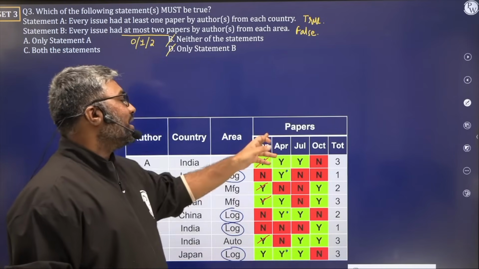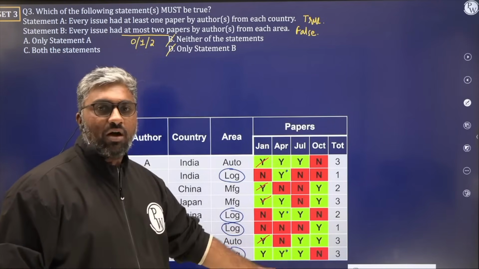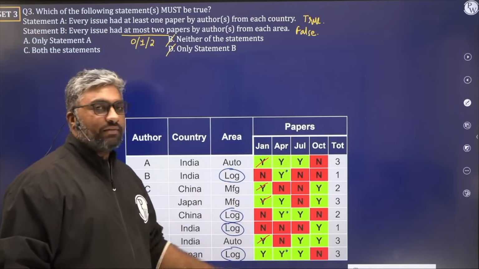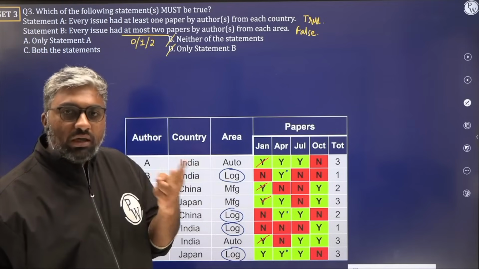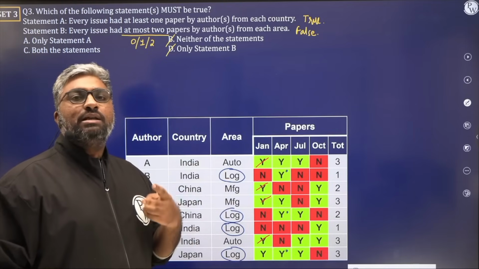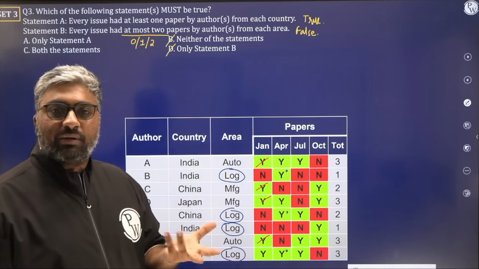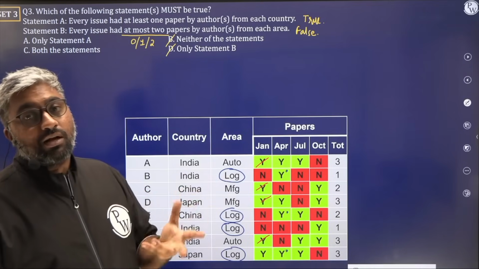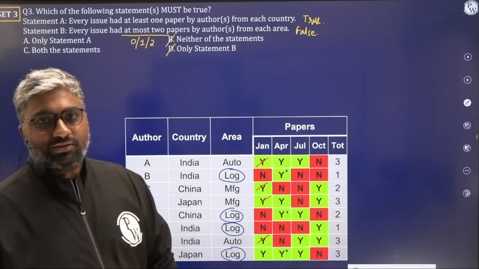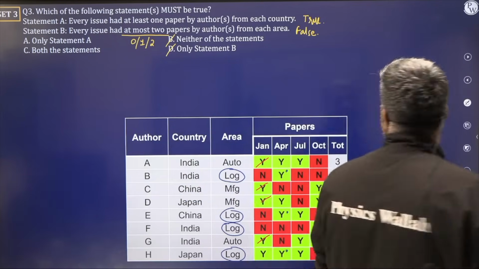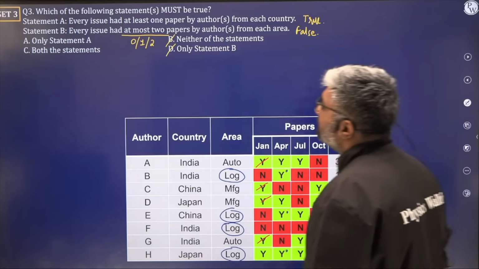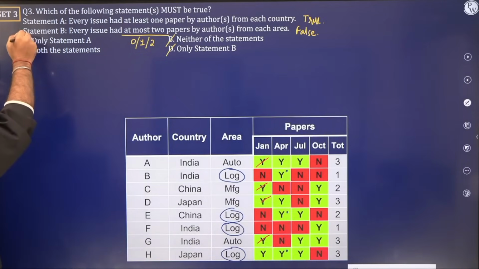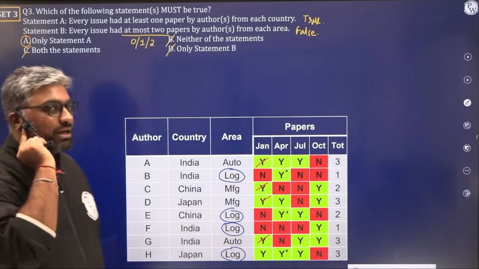Otherwise what would we have done, we would have gone through every issue, right? So the idea is no longer to look at automation or manufacturing, because there are only two authors there, and some may not have contributed in that particular issue. So 0, 1, 2 are the only possibilities, right? What are we looking at? We're looking at more than 2. So yeah, with this statement B is definitely a false statement. So we have our option A, only statement A is true. Okay?